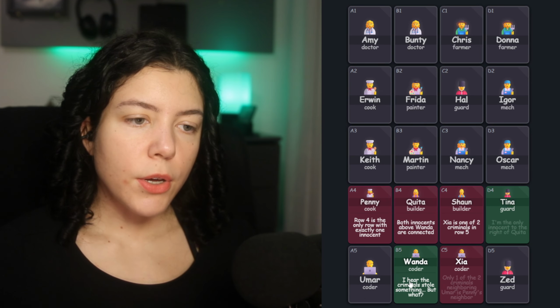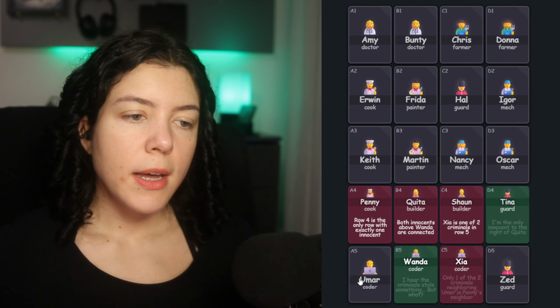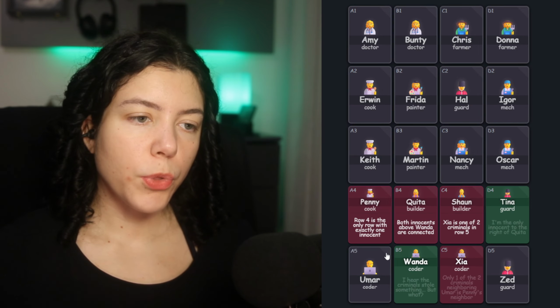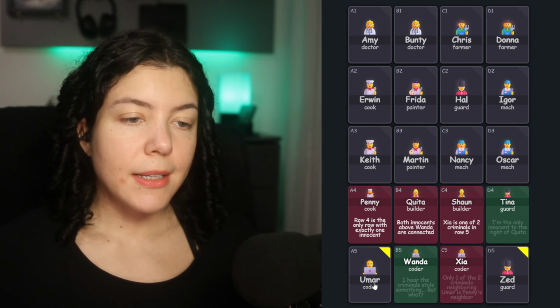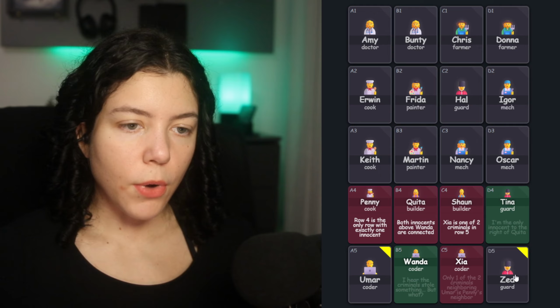And we also know from Sean that there's 2 criminals in row 5, and now there's only 2 people left. So one of those people is going to be the second and last criminal, and the other one is going to be the innocent. So we tag them with opposite tags.